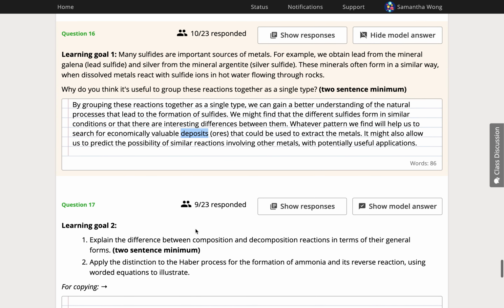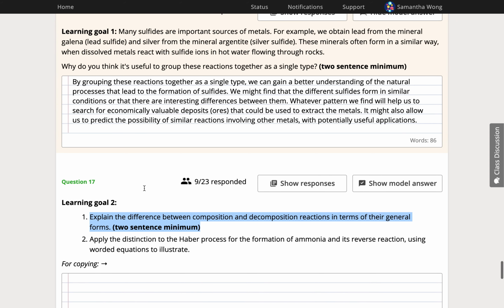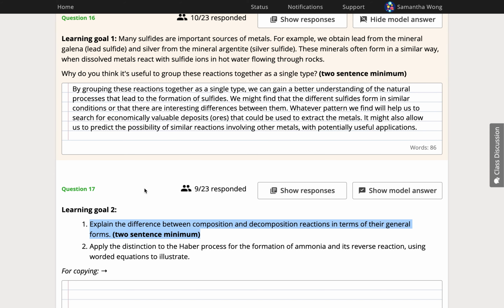So, moving on to question 17. It's a two-part question. First part, explain the difference between composition and decomposition reactions in terms of their general forms. Please write 2 sentences as a minimum. So what we're looking for here is what we already know about composition and decomposition reactions. So take a moment to pause this video and write what your understanding is.